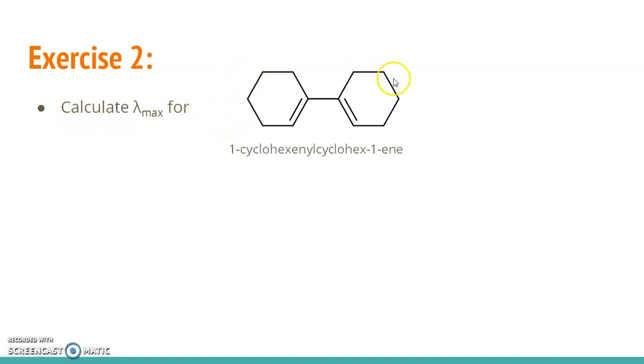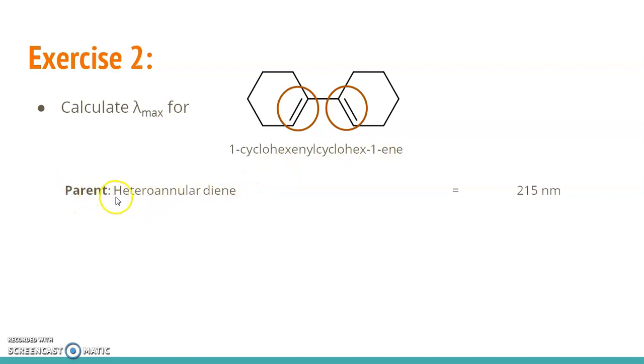We shall now calculate the lambda max for this particular molecule. To assign the parent value, it looks like it is not a homoannular but a heteroannular diene, because each of these double bonds is in a different ring system. So we have seen these 2 double bonds and came to the conclusion that the parent value is a heteroannular diene. From table number 1, we will assign 215 nanometers for this molecule as the parent value.